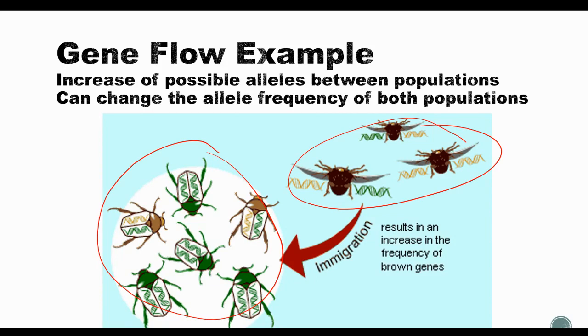All right, the population right here has mostly green alleles. We've only got 2 brown alleles out of our total 6 beetles. So we have 12 alleles total and only 2 are brown. But here, these individuals that are moving in, they're carrying, with the 3 individuals, 4 brown alleles and only 2 green. So they're adding more of those brown alleles into the gene pool.